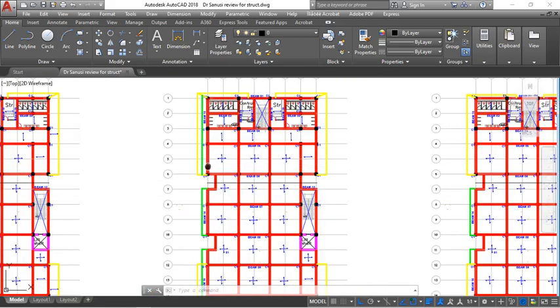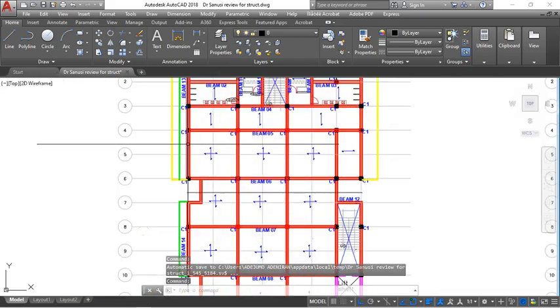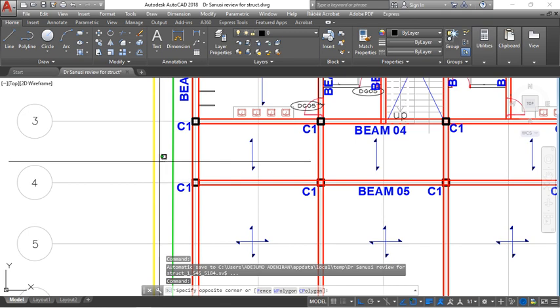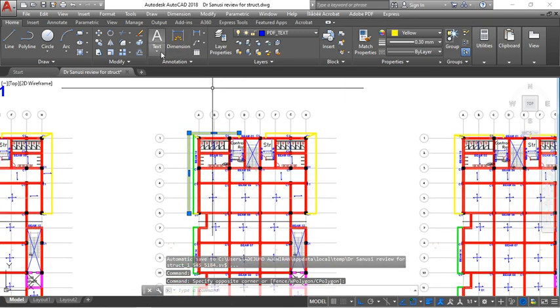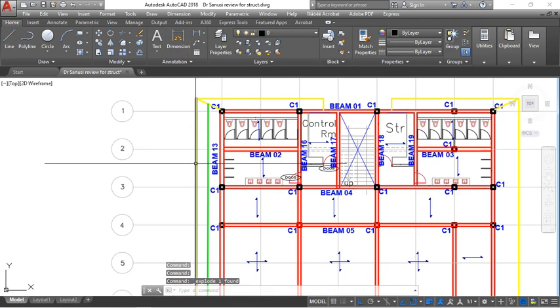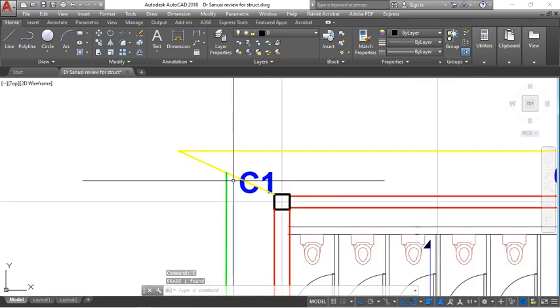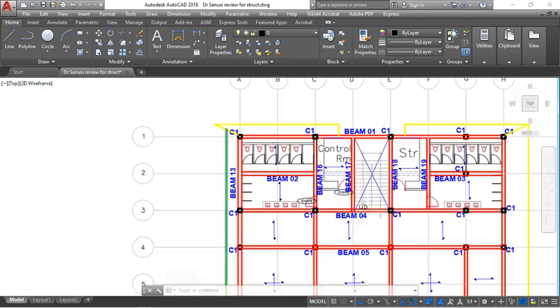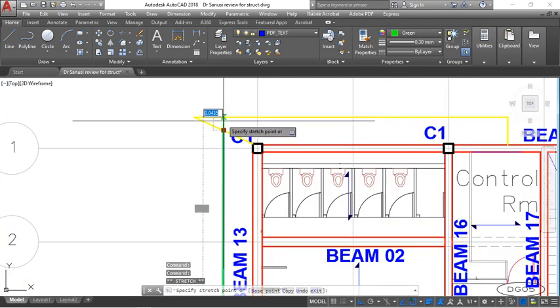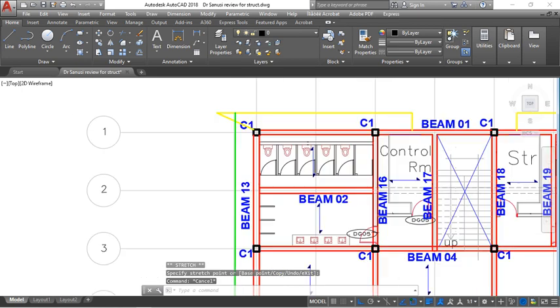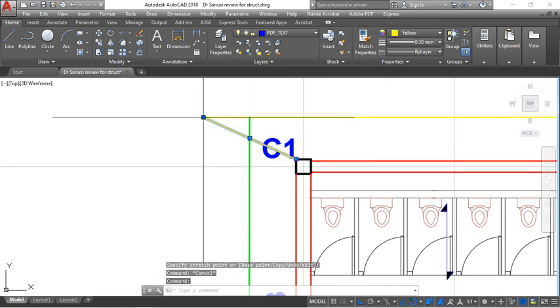So on this floor we'll have something like this. The slab does not extend up to this point in this case. So this is where it extends up to. Let me quickly join this. So I hope you understand.